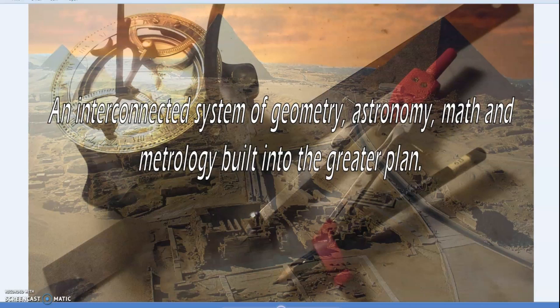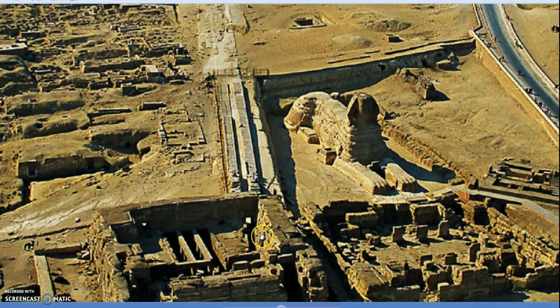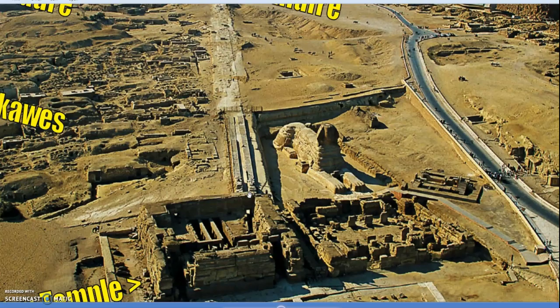What we have at the Giza Plateau is an interconnected system of geometry, astronomy, math and metrology that's built into the greater plan. And we're also going to identify the 0 point marker, the precise position on the plateau from where the larger complex was created and measured from. So here we have, of course, the Sphinx and the Sphinx Temple, but the Khafre Valley Temple, and this is the key point. Just above this doorway, standing on the roof, is the 0 point marker.